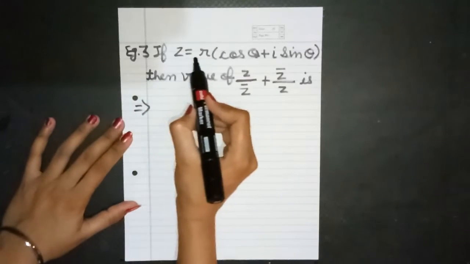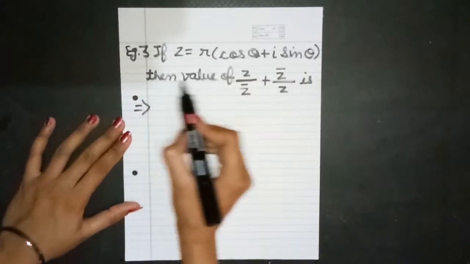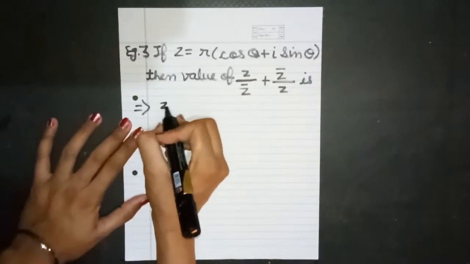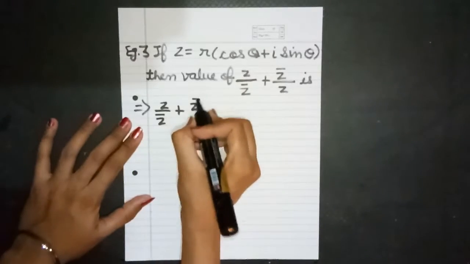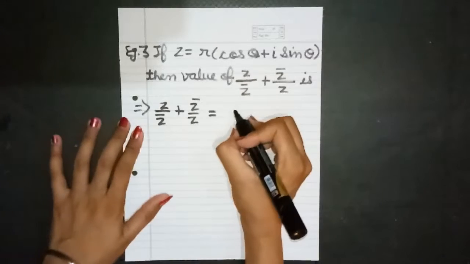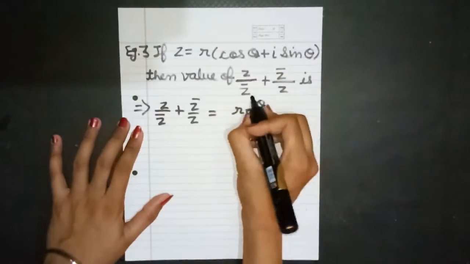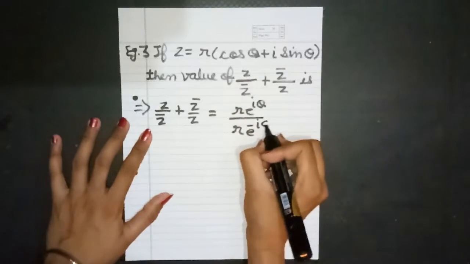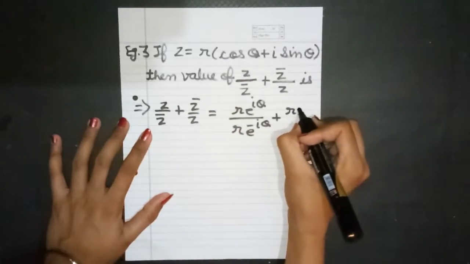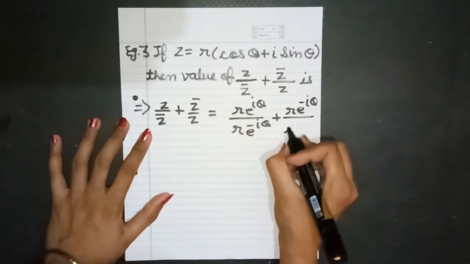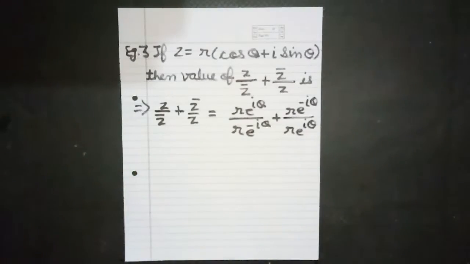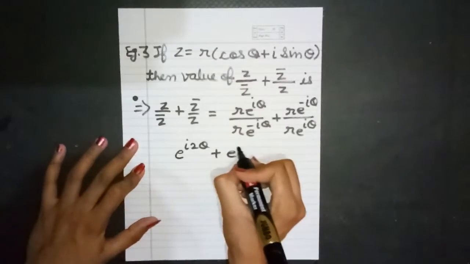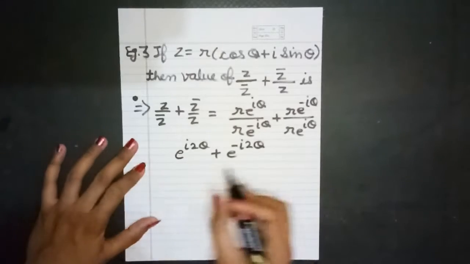Now example 3: if z is equal to r into (cos theta plus i sin theta), then the value of z by z conjugate plus z conjugate by z is. So first of all let's write, this given is equal to r into e raised to power i theta by r into e raised to power minus i theta plus r into e raised to power minus i theta by r into e raised to power i theta. e raised to power i 2 theta plus e raised to power minus i 2 theta, right?